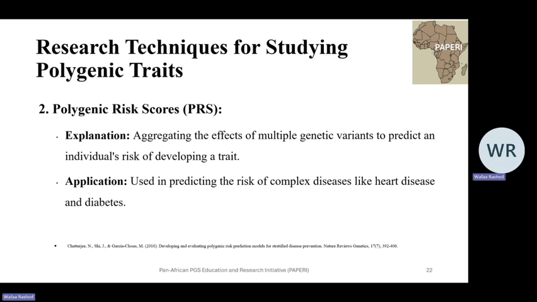The second research technique is polygenic risk score, and Dr. David will give you details in the next lecture. A polygenic risk score represents aggregating the effects of multiple genetic variants to predict an individual's risk of developing a trait. It's used in the prediction of the risk of complex diseases like heart disease, diabetes, and cancer, breast cancer, prostate cancer.